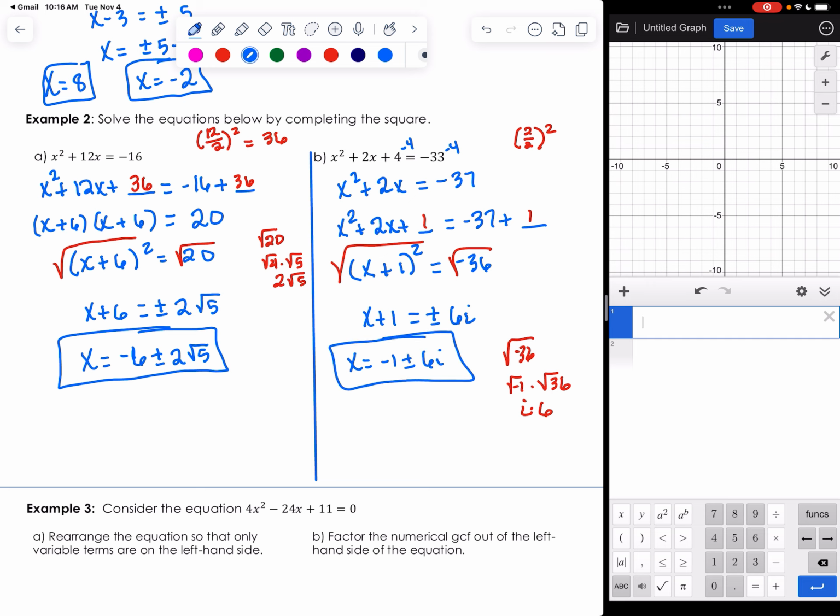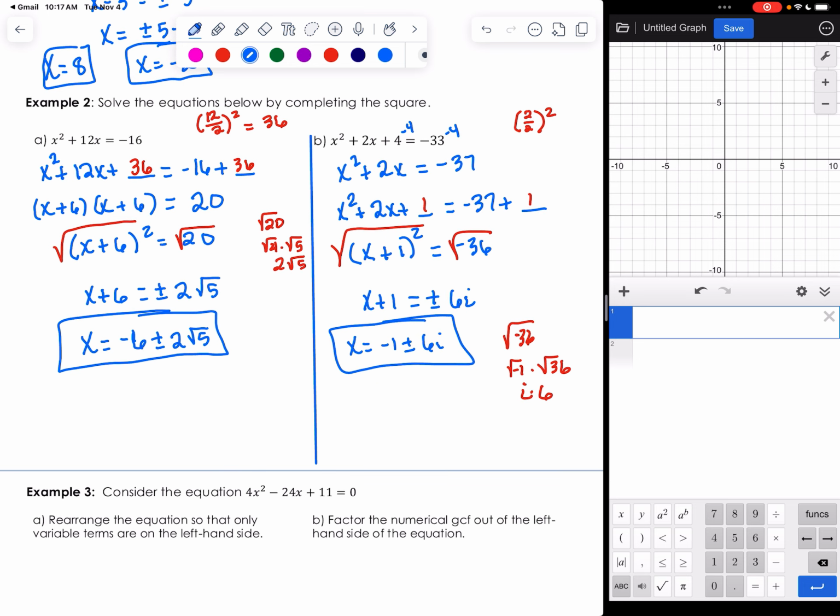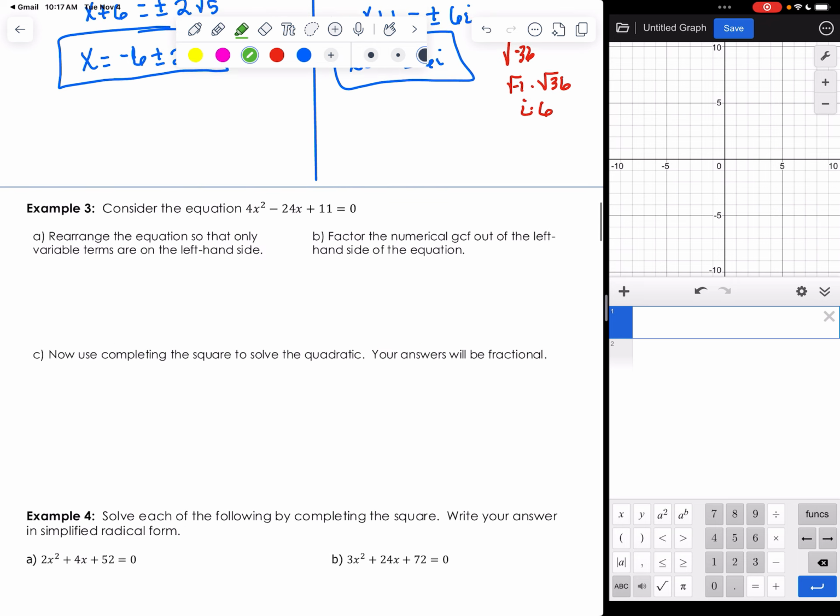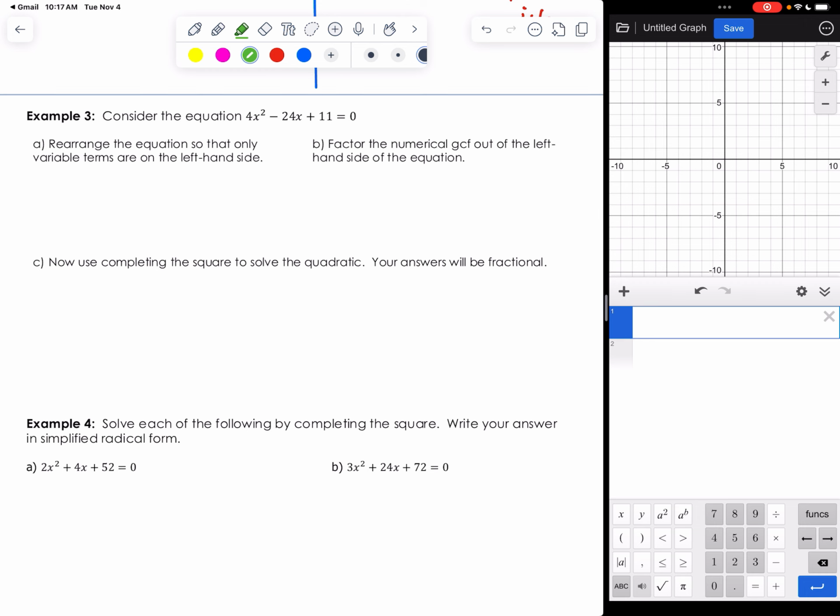So it is possible to get complex number solutions when you're solving by completing the square, because whenever you take the square root of a negative, you're going to have to use the imaginary unit i to simplify your square roots. All right. Now, what do we do when the coefficient is not 1? So on our first two examples in A and B, the coefficient of x squared was 1. What do we do in problems like example 3, where we have, say, a coefficient of 4? Let's talk about that now.